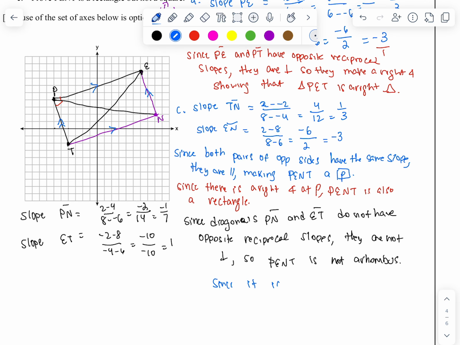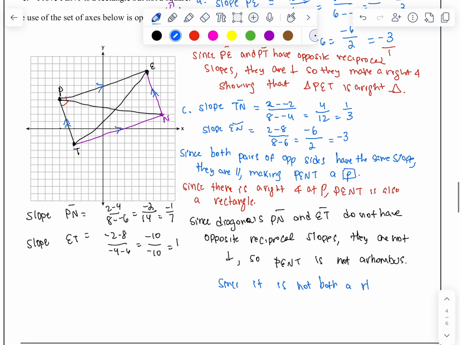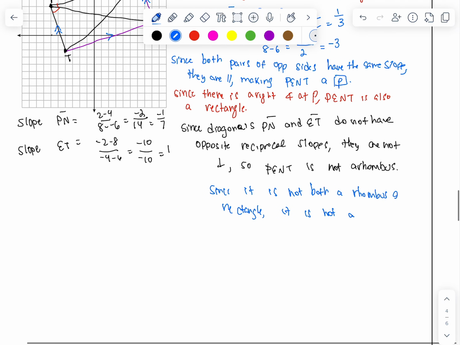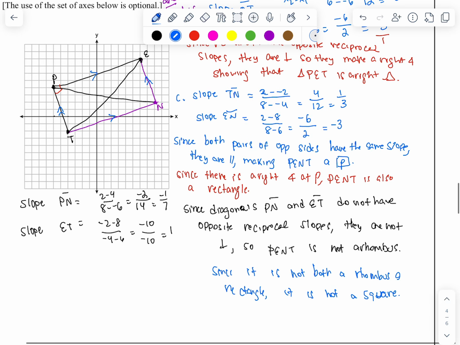Since it is not both a rhombus and rectangle, it is not a square. And there we go. We are finished.